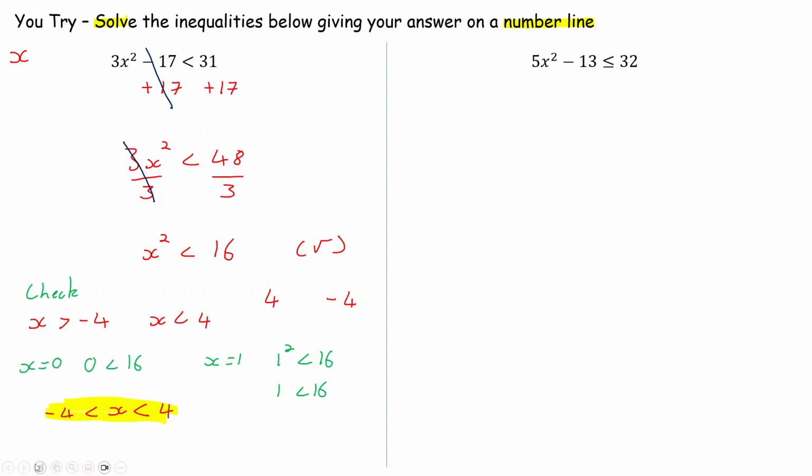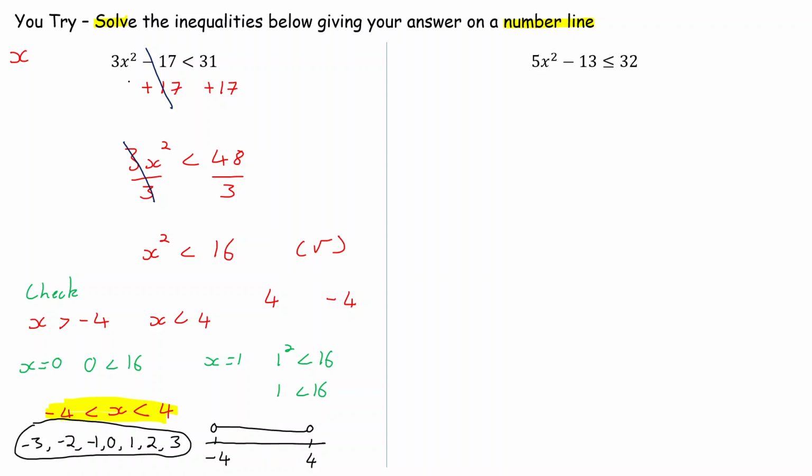And to show your answer on a number line, this bit should hopefully be okay. We're saying x has got to be greater than minus 4, which is down here, but it's got to be less than 4, which is over here, and it's between these two values. And again, if you want to list the integer values that satisfy this inequality, bigger than minus 4, you're going to start from minus 3, and then minus 2, minus 1, 0, up to 1, 2, and then 3. So any of these integers, these whole numbers, will satisfy your original inequality.